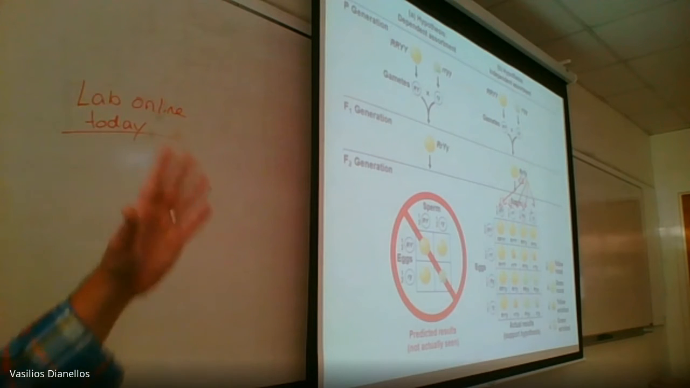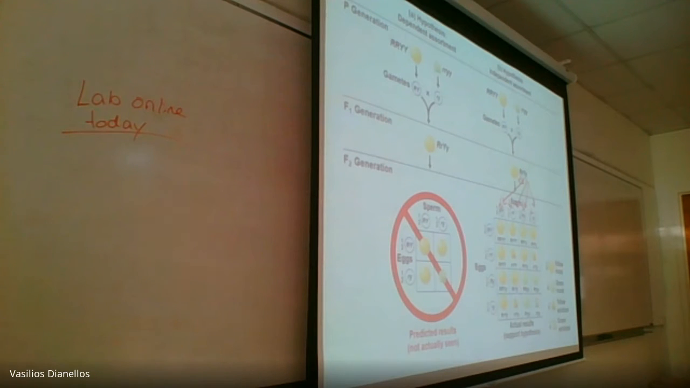But again, this is a really long discussion. I'm thinking as a tutor here. What you need to know for the exam is you need to recognize this 9 to 3 to 3 to 1 phenotypic ratio. You need to identify that, recognize that, and associate that with a dihybrid cross.